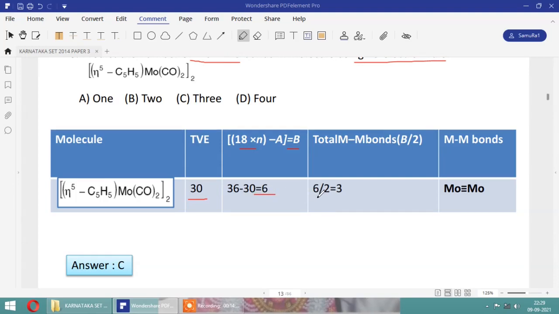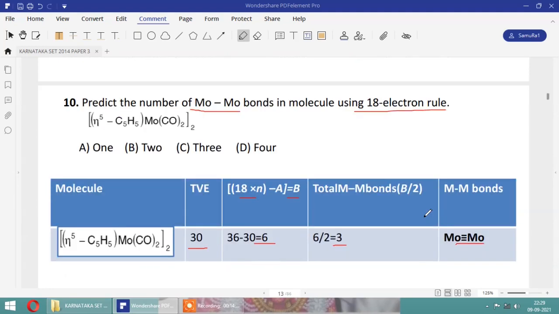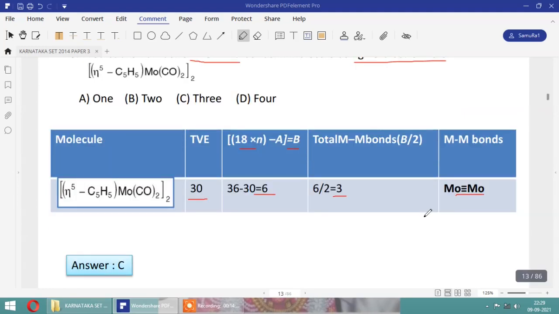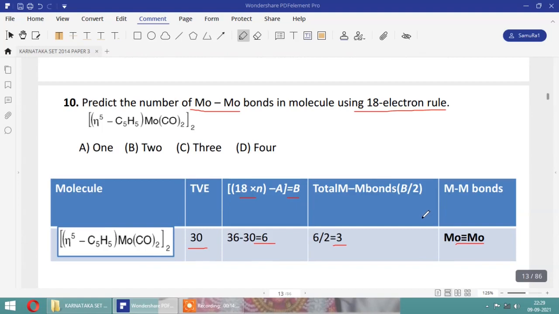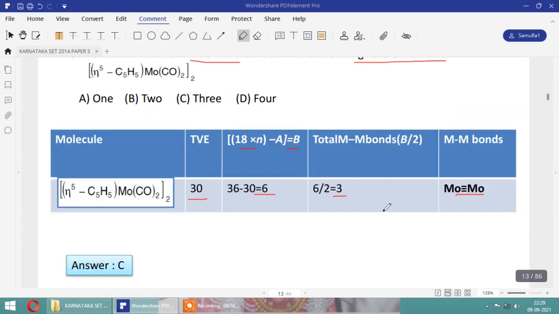Now you divide the 6 by 2, you will get 3. That means it has a Mo triple bond Mo. That is, the number of bonds present between molybdenum and molybdenum is a triple bond. Hence the answer is C. The answer is 3.